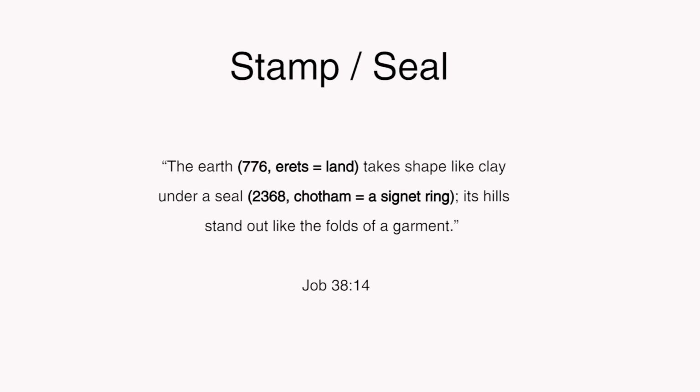The earth is the word Eretz, and that's 776 in Strong's, and that means land. So it's not really talking about the shape of the whole entire thing. It's talking about the land part. And it says the earth takes shape like clay under a seal. Some translations will say stamp there, I think. But that's the word chotham, like Hanukkah, Chotham. That's 2368 in Strong's, and it means a signet ring. I actually think that this verse is the golden child of the flat earth believers, because they think it's talking about the shape of the earth. They are assuming a lot about what a seal or a signet ring looked like back then.